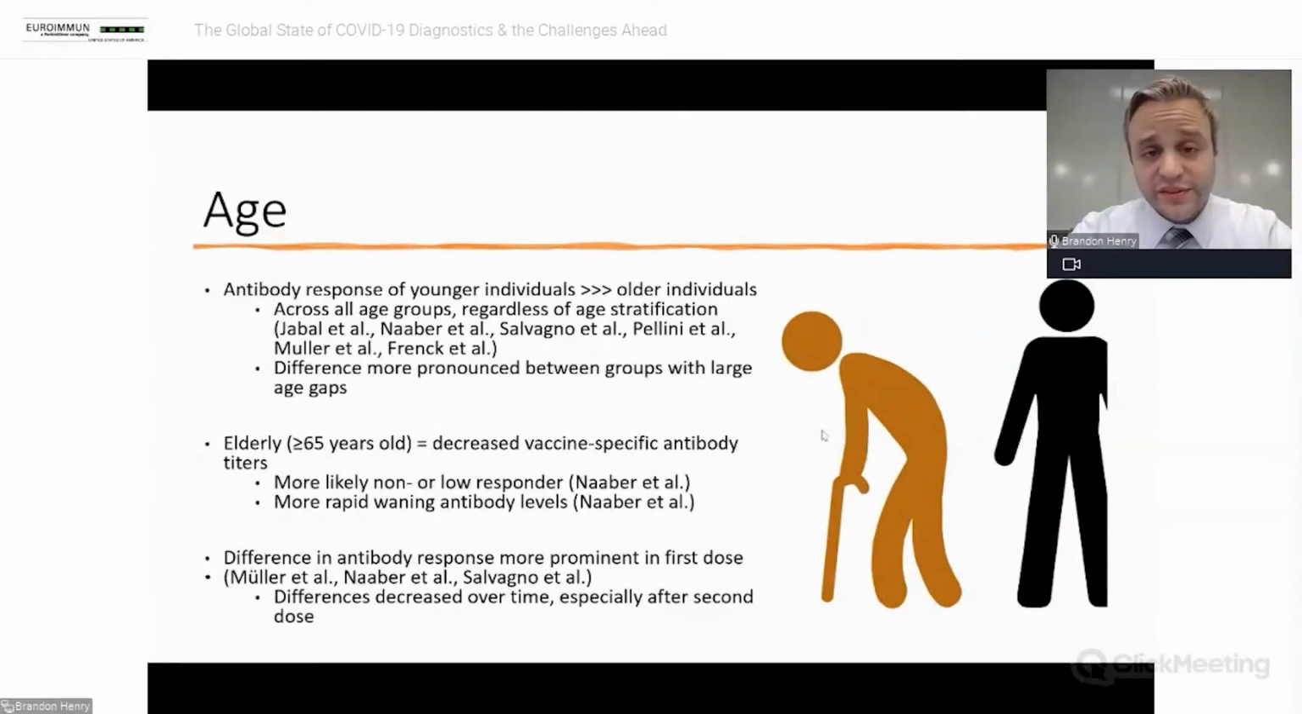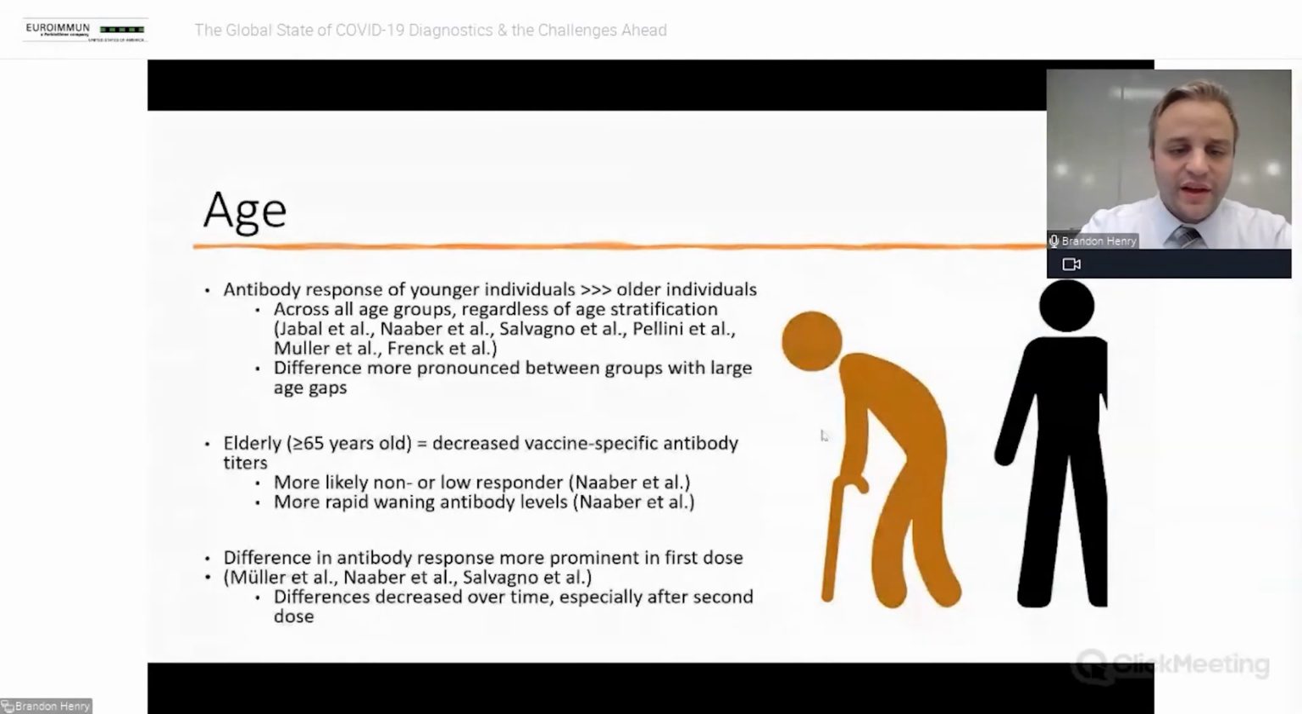We found that, of course, across the board, antibody response of younger individuals is significantly greater than older individuals. And that was across all age groups, regardless of the age stratification. Of course, the difference becomes more pronounced when we have larger age gaps. But I think the real point is that those over 65 have significantly decreased vaccine-specific antibody titers. They're more likely to be non or low responders and more likely to have rapidly waning antibody levels. And the difference in antibody response is more prominent in the first dose.